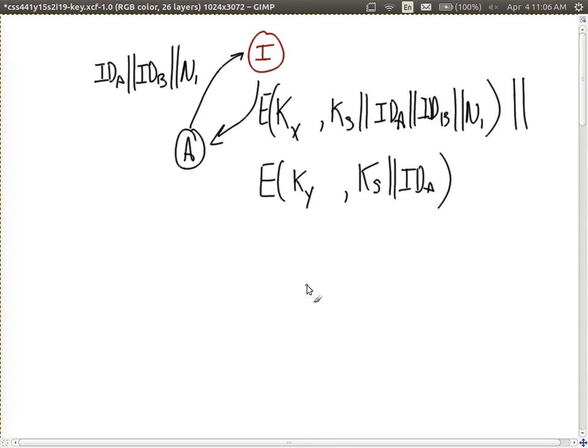What about a man-in-the-middle attack? A slight variation of that one. So we'll look at three or four different scenarios of what if the attacker tries something? Why does it not work?